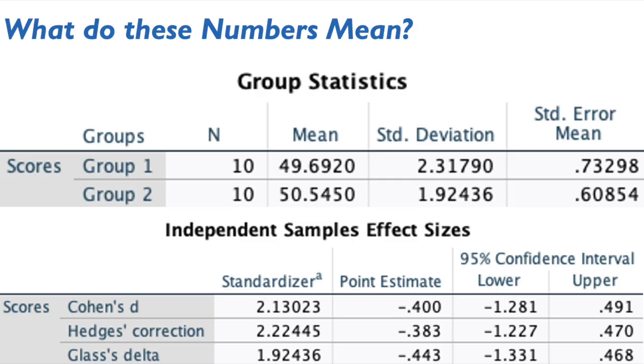The next one is reported to be 0.383, which is very similar to that top one, and leads to that same conclusion. And then lastly, that bottom one, which only uses the standard deviation of group 2 as the denominator to calculate, is slightly larger than the top two at 0.443. And this all suggests the same thing, which is what we can gather just by looking at the mean of group 1 and group 2 in the group statistics.